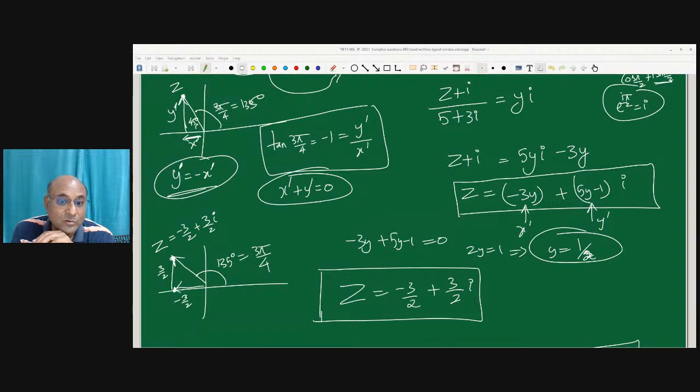Sri Vishak, no, not just cis. You have to have an r e power i theta. No, you're forgetting the r. You have to find the modulus of z. Otherwise, you can't find z.